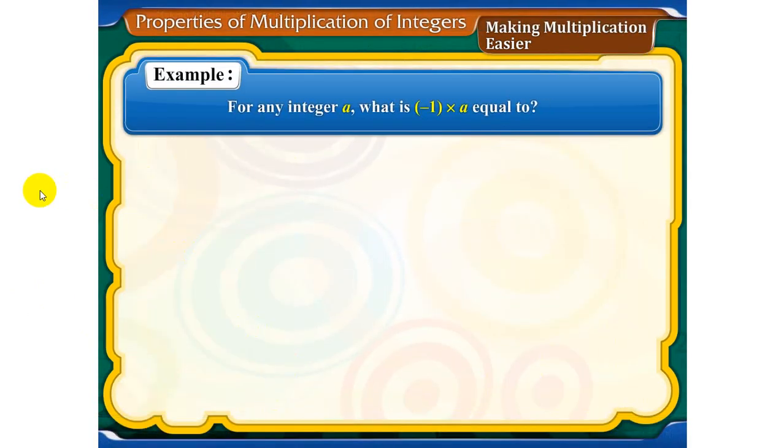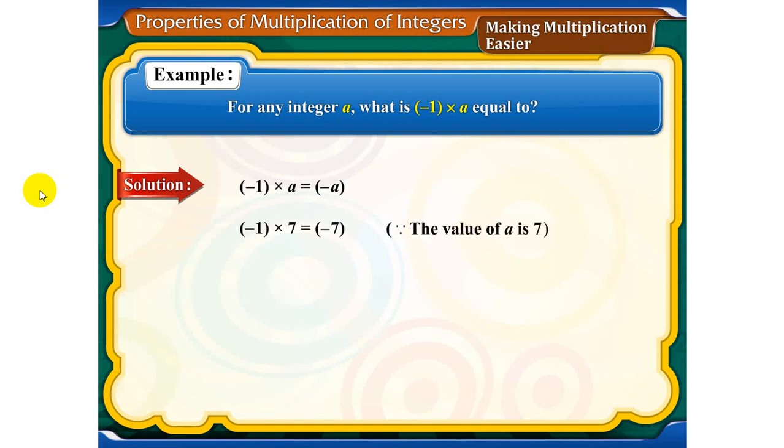Example. For any integer a, what is negative 1 multiplied by a? Solution. Here the multiplication of any integer a with minus 1, the answer is its additive inverse, that is, a with opposite sign. For example, if the value of a is 7, then the answer is negative 7. And if a equals negative 16, the answer is 16.